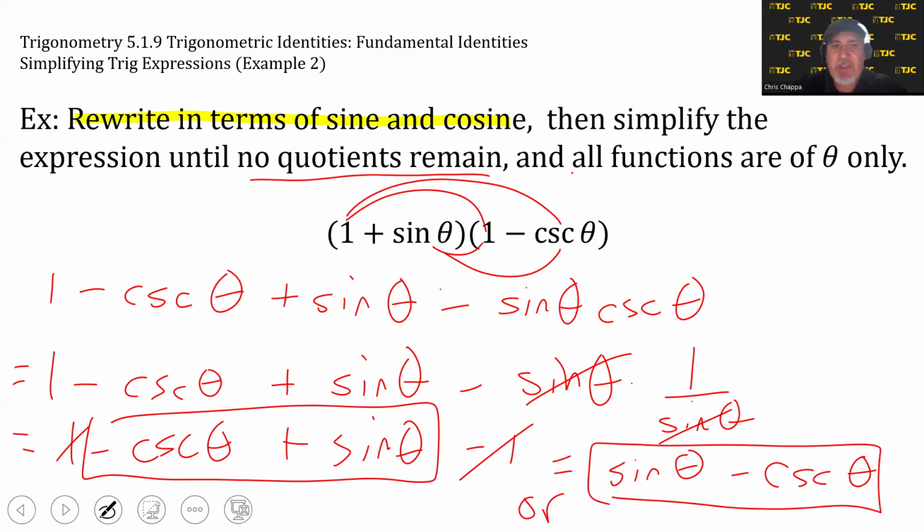We've done all the algebra we can. There's no quotients, and of course, this is a function of theta. So just because you can rewrite stuff in terms of sine and cosine doesn't mean you should. If there's a reason to do it, do it. But if doing it makes nothing happen, like the first cosecant just sitting there as 1 over sine, then by all means, don't do that move.